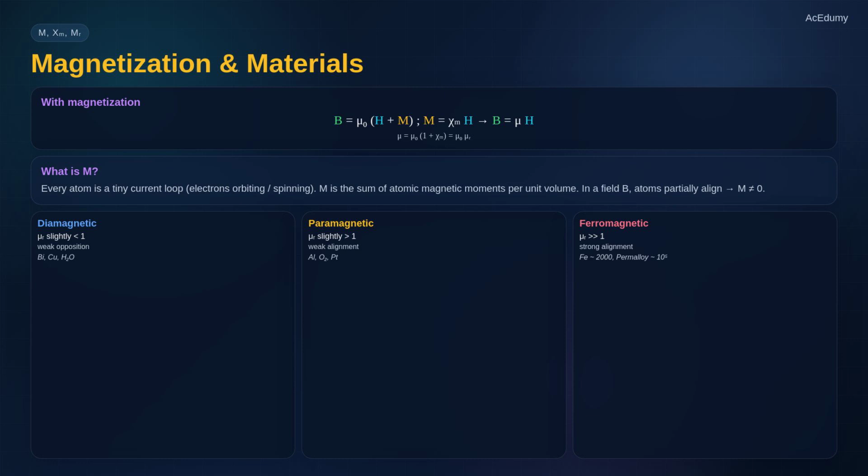Materials fall into three classes. Diamagnetic, mu r slightly less than 1, weak opposition to B, like bismuth or copper. Paramagnetic, mu r slightly greater than 1, weak alignment with B, like aluminum or oxygen. Ferromagnetic, mu r much greater than 1, strong alignment, like iron with mu r around 2000, or permalloy with mu r up to 100,000. These are the materials that make transformers, motors, and hard drives possible.